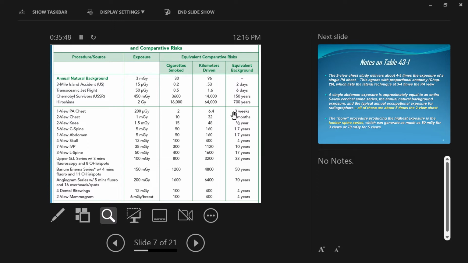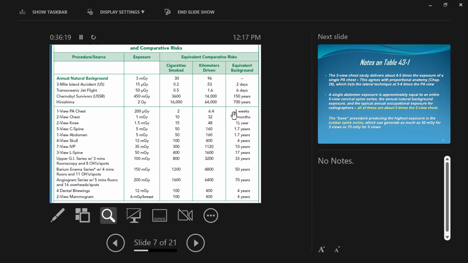And if you have to repeat, you can figure out, 5-view C-spine, 5 milligray, roughly 1 milligray per image. The neck is a round thing, so the side view is not much more than the front view as far as exposure. So every time you add on a repeat exposure, you're increasing their exposure level, and you're increasing the equivalent in things like natural background, or kilometers driven, or cigarettes smoked, in equivalent risk. You're increasing those numbers.